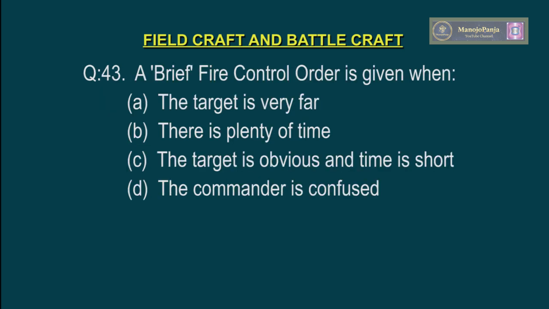Question 43. A brief fire control order is given when A. The target is very far. B. There is plenty of time. C. The target is obvious and time is short. D. The commander is confused. Right answer C. The target is obvious and time is short.